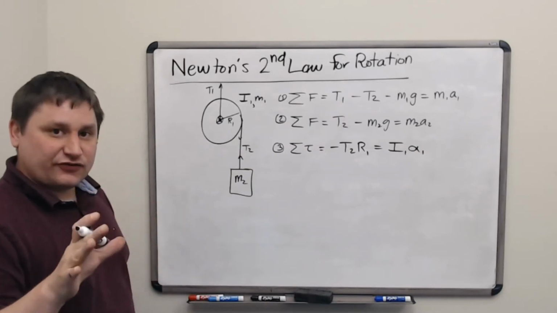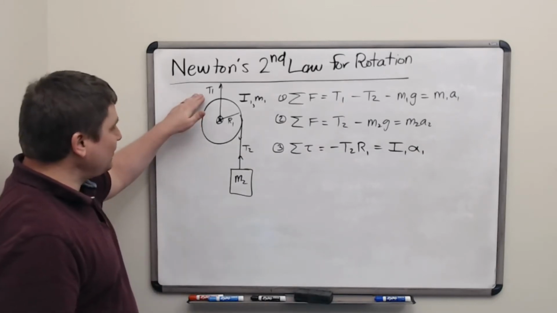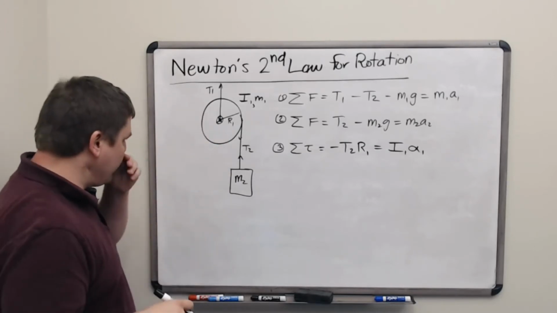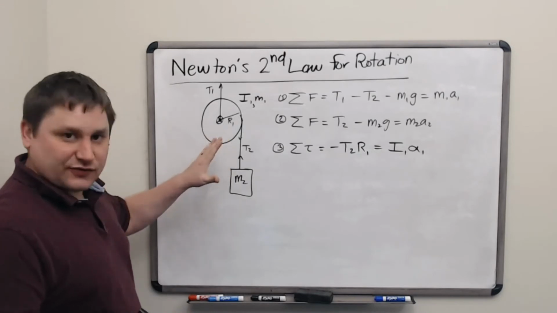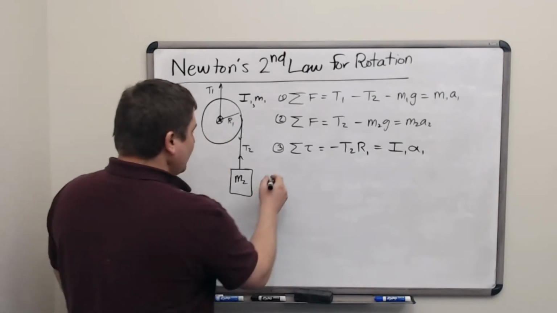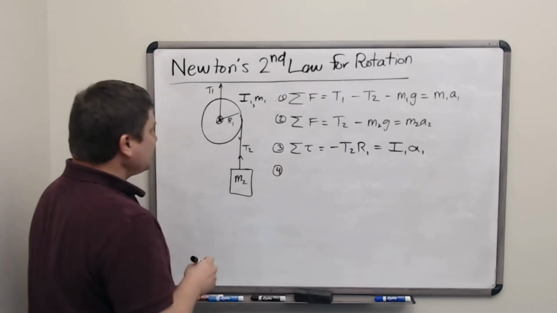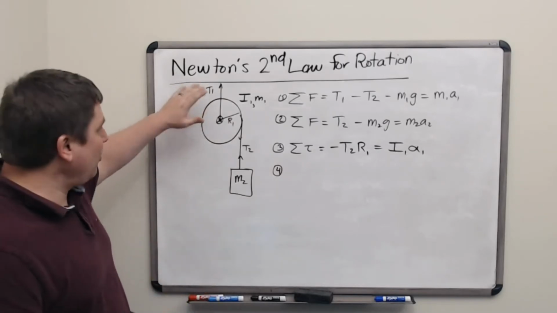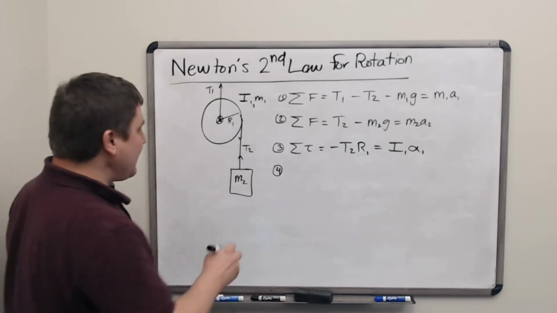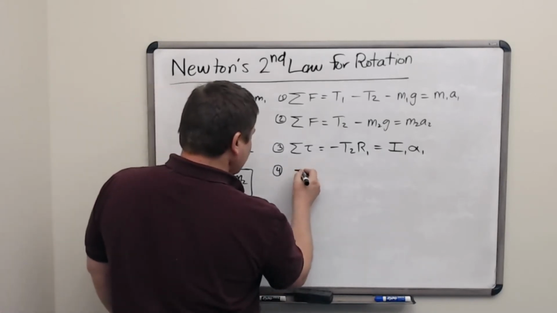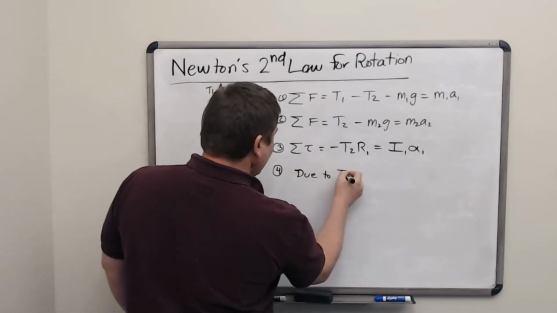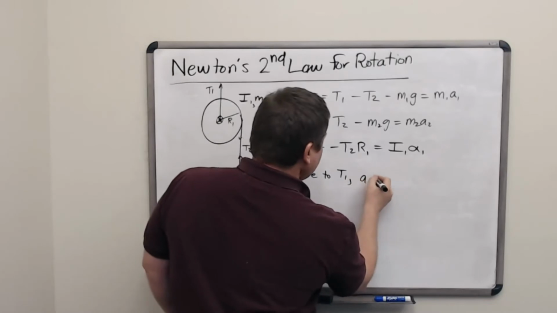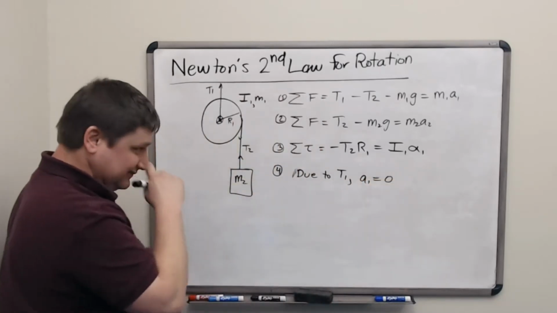Now we do have some constraints here. We have two strings, T1 and T2, so we should come up with two constraints that keep the strings at constant length. For the first constraint, let's keep it simple. Let's say that this string T1 holds the pulley at rest. So that means that due to T1, a1 equals 0.